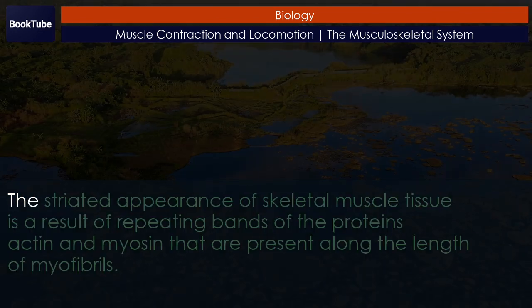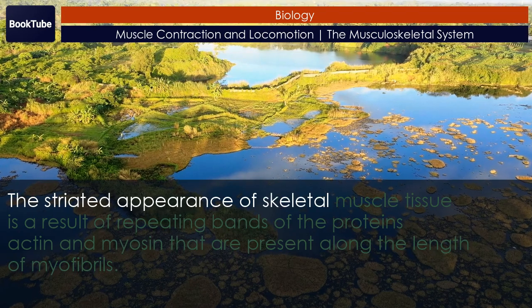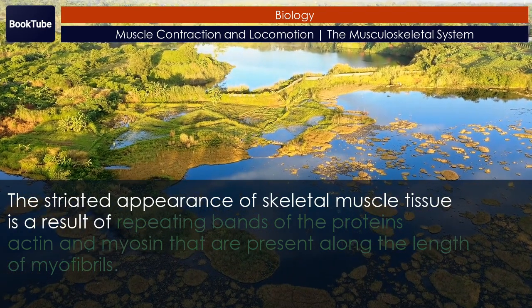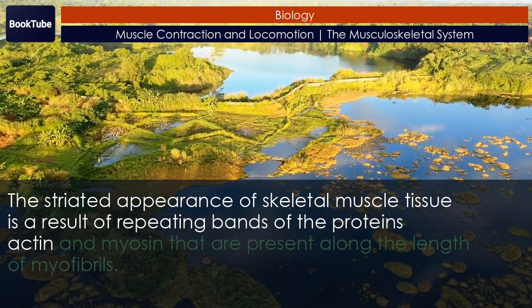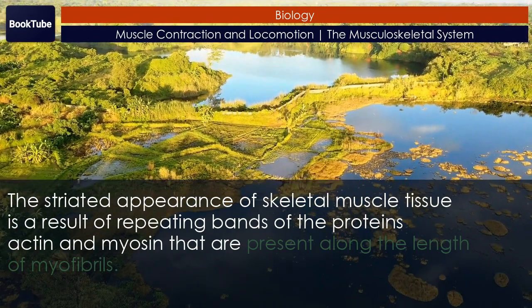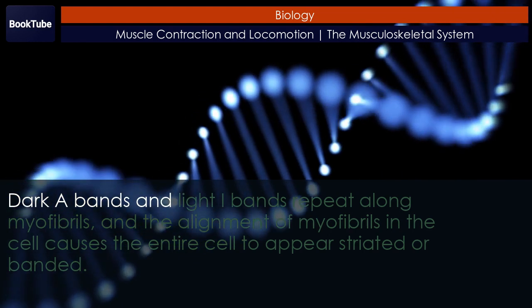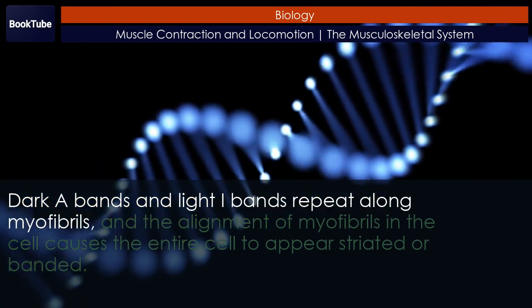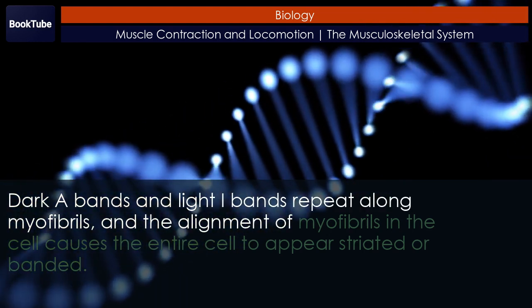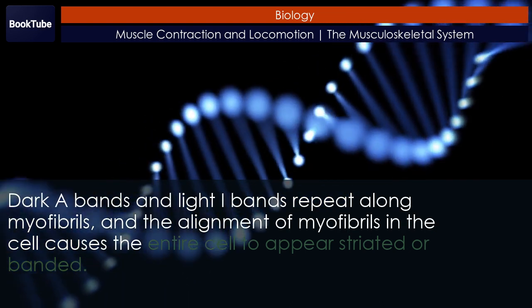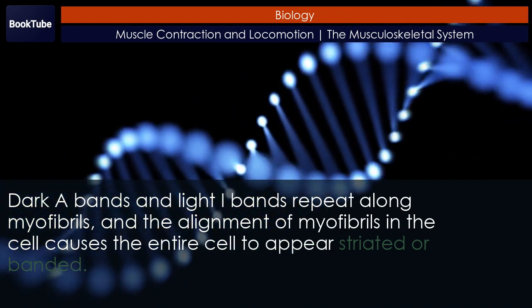Figure 2. The striated appearance of skeletal muscle tissue is a result of repeating bands of the proteins actin and myosin that are present along the length of myofibrils. Dark A bands and light I bands repeat along myofibrils, and the alignment of myofibrils in the cell causes the entire cell to appear striated or banded.